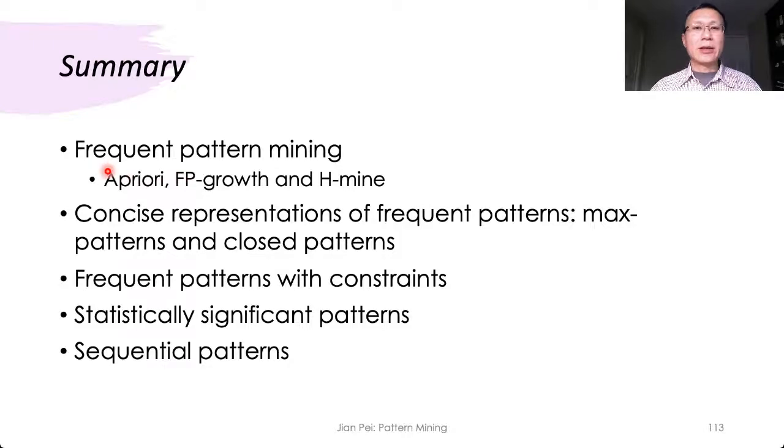So in summary, in this long section on pattern mining, we introduced frequent pattern mining. We introduced Apriori, FP-growth, and HMine algorithms. We also discussed the concise representations of frequent patterns, the max patterns and the closed patterns. And we talked about frequent patterns with different kinds of constraints. And also, we discussed how to find statistically significant patterns. And at the end, we also showed you how to generalize pattern mining from transaction data to sequence data and find sequential patterns.